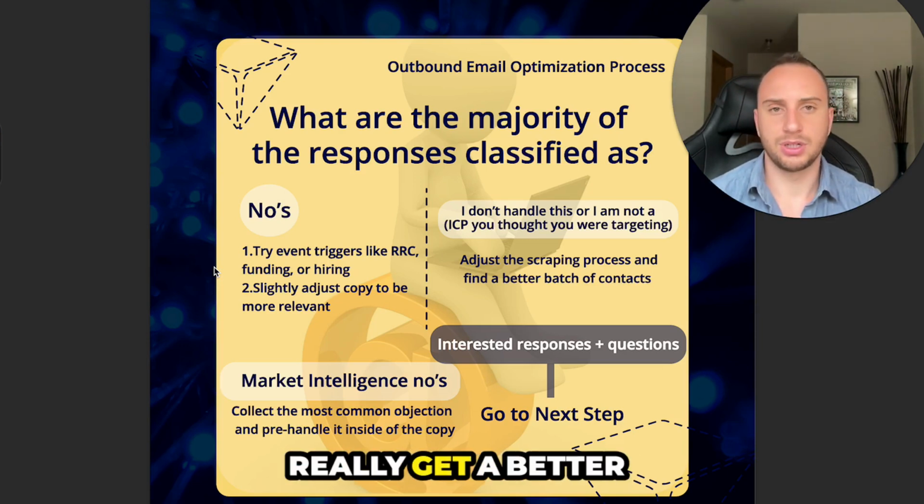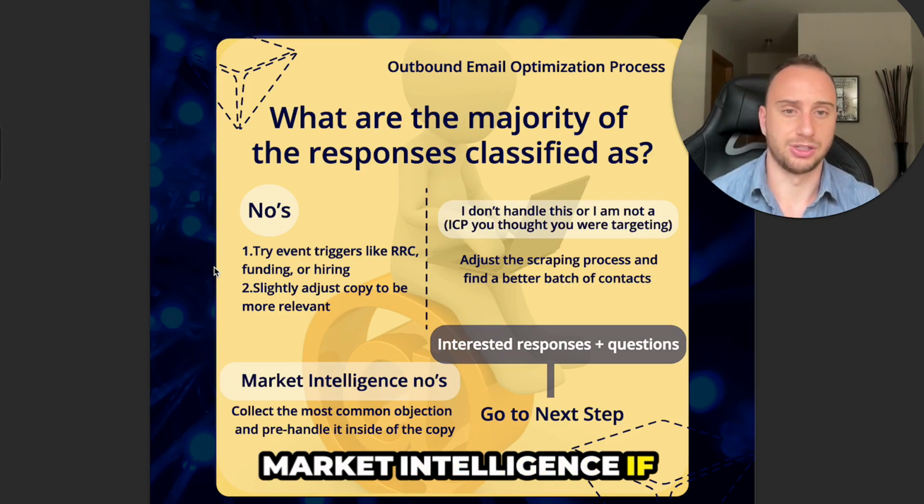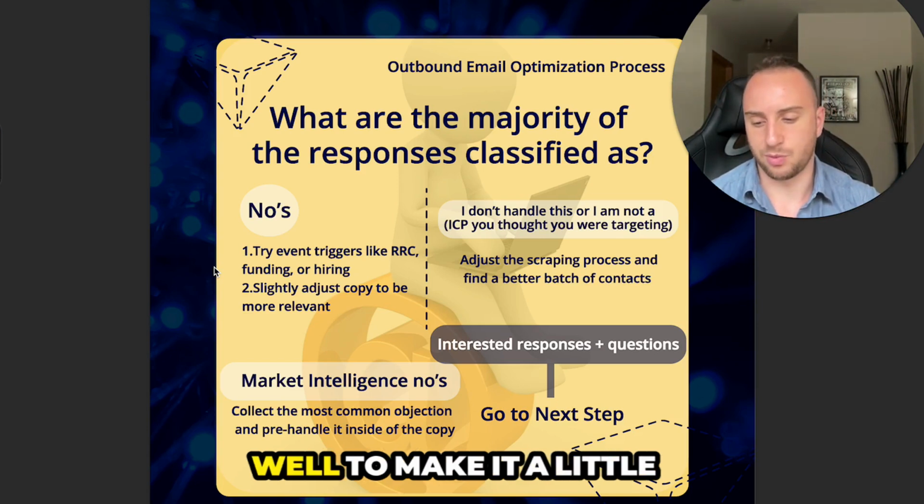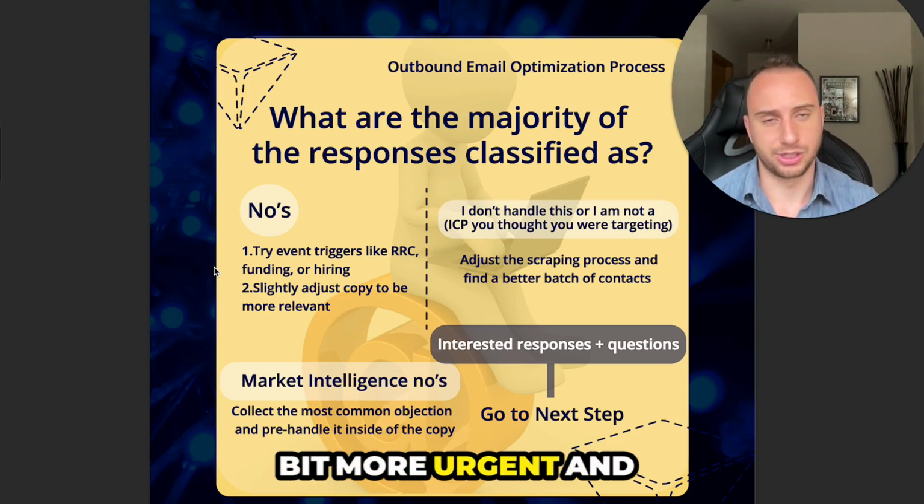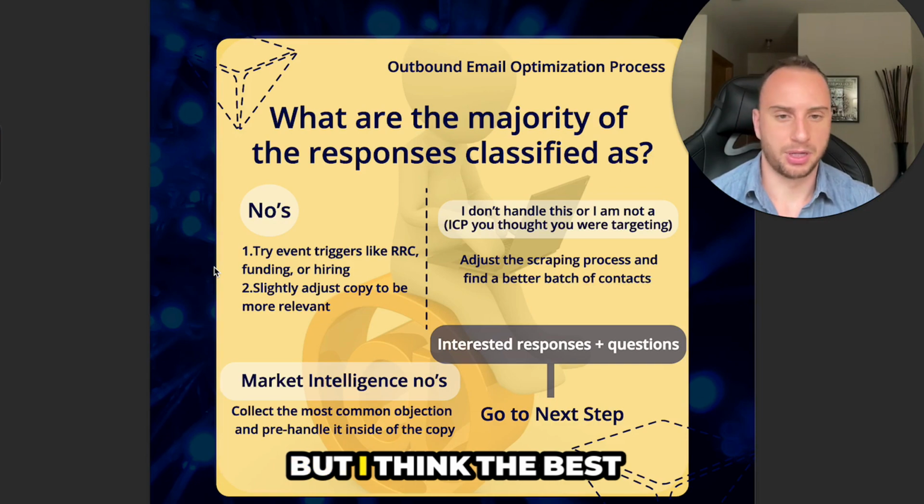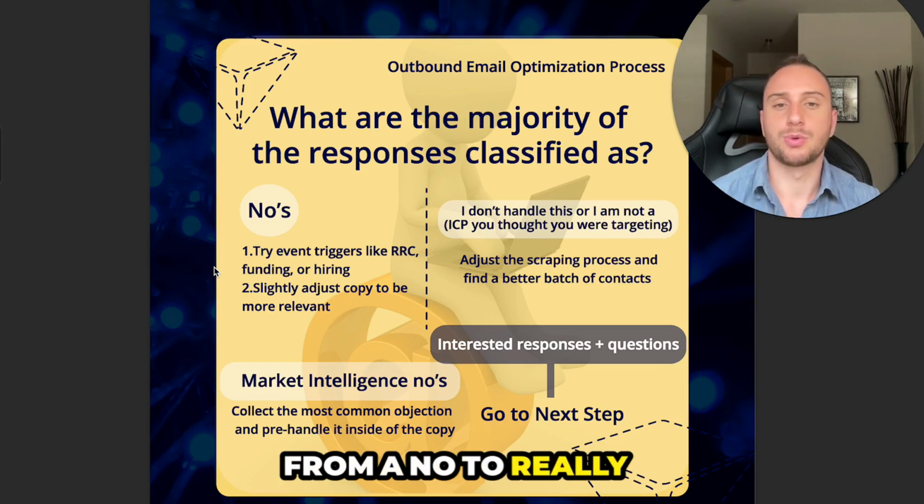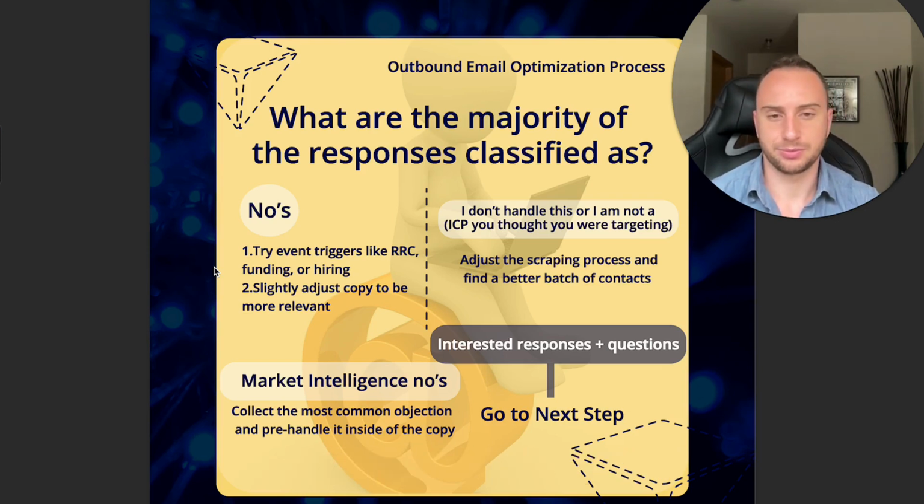That way you can get a better understanding of that market intelligence if they're not already giving it to you. You can adjust copy as well to make it a little more urgent and enticing, but I think the best place to start is getting the intelligence from a no to really understand why they're saying no. And then from there, tracking the trend and fixing it.